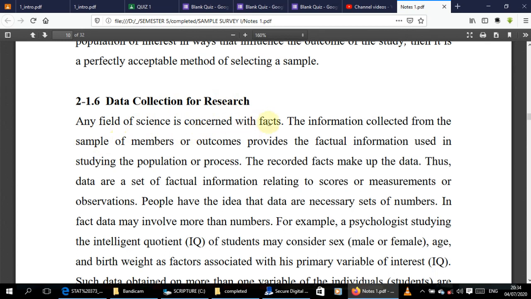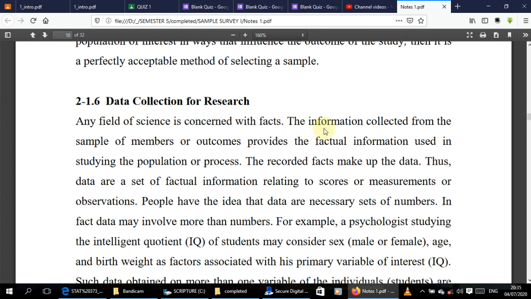It's a field of science that's concerned with fact. So here we are talking about, now that you have your samples already, go ahead and take the data. Go ahead and take their names, their salaries, their gender, their sex. Go ahead and take all the variables you want to take.